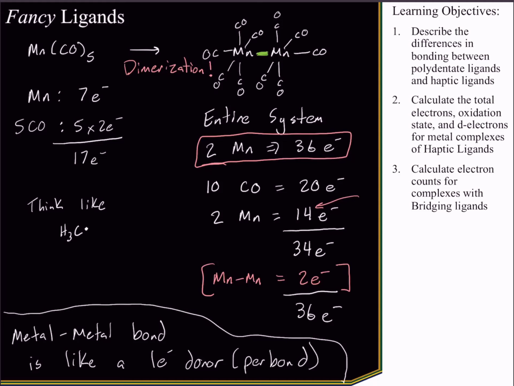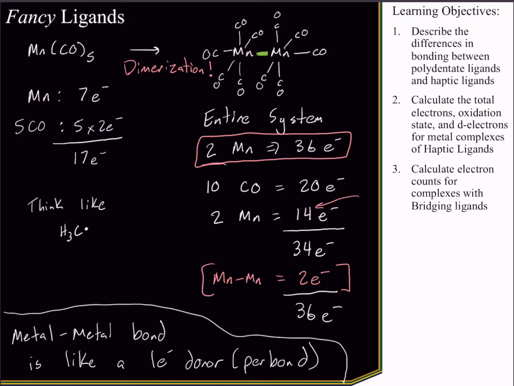So now we have some methods where we can deal with metal-metal bonds, we can deal with bridging ligands, we can deal with haptic ligands, and we can deal with polydentate ligands. These are lots of fancy ligand classes, but really all it comes down to is figuring out how they can be 1 or 2 electron donors and how they impact the oxidation state.